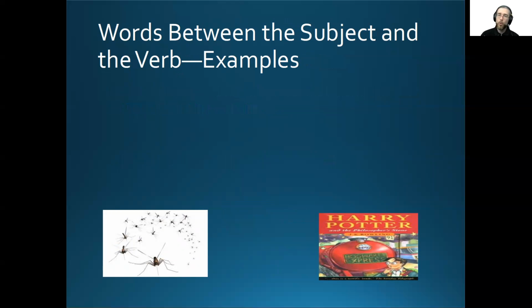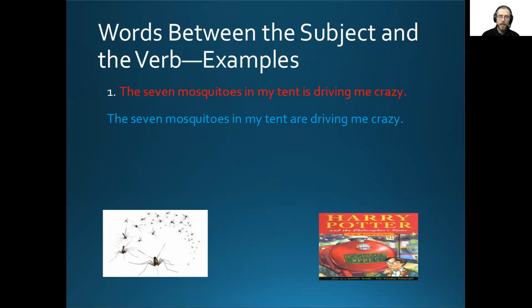Other examples, when you have words between the subject and the verb, the verb has to be in agreement with the subject. The 7 mosquitoes in my tent is driving me crazy. Again, that's wrong. It's a mistake, because this person is treating the tent, the singular tent, as the subject. He's conjugated the verb to be as is. There are 7 mosquitoes. The subject is plural. It should be that the verb to be is conjugated in the plural. So the proper sentence would be, the 7 mosquitoes in my tent are driving me crazy. The tent is not the subject of the sentence. The 7 mosquitoes are.